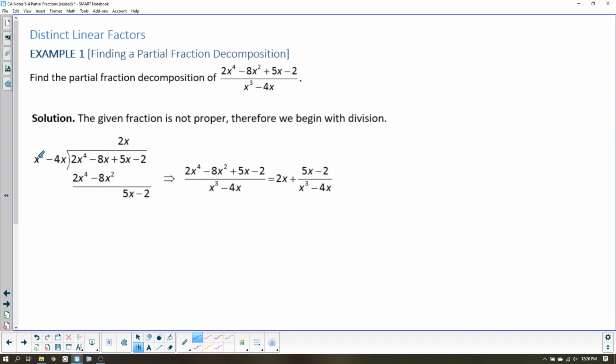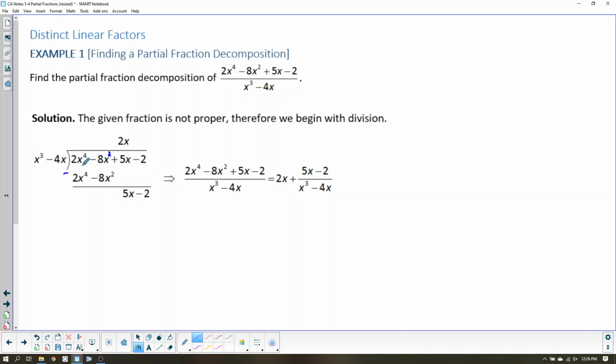Remember the basic process is you put the divisor here, you put the dividend here, then you ask yourself, well, what do I have to multiply x cubed by to turn it into this? And the answer is you have to multiply by 2x. So we go ahead and distribute it to both of those. 2x times x cubed is 2x to the 4th. 2x times negative 4x is negative 8x squared. And it looks like I missed a square there. I just forgot to copy it down.